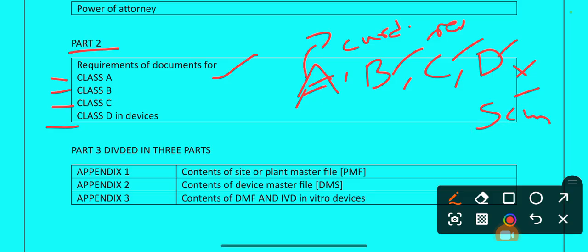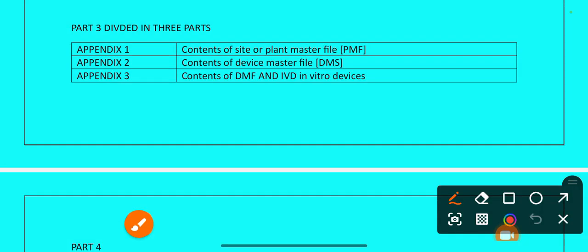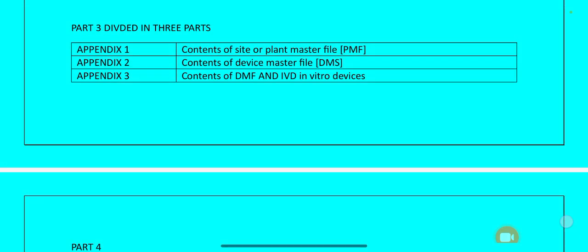So this is what follows in medical devices: class A, B, C, D devices and the requirements of documents. Okay, this is part 2. Next one, part 3.